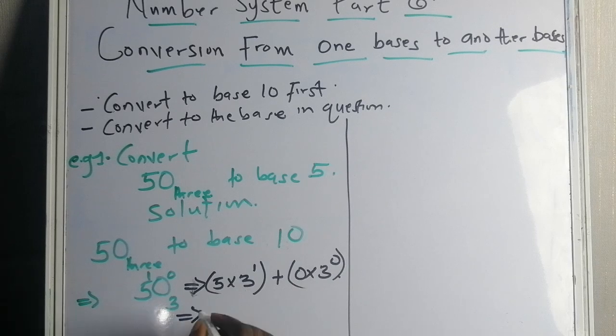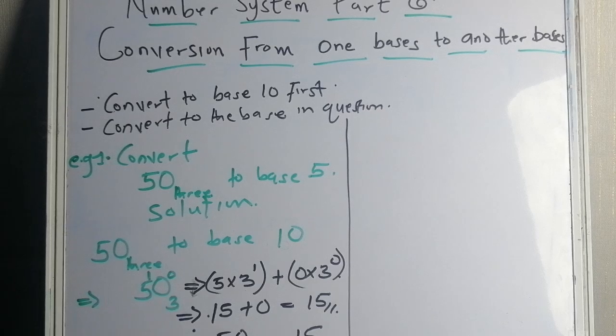So 5 times 3, you have 15, plus 0, which is equal to 15. So you can see that 50 base 3 to base 10 is equal to 15. Therefore, 50 base 3 is equal to 15 in base 10. Okay? So now we've done the first condition.